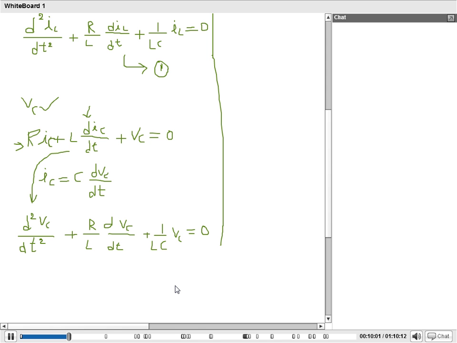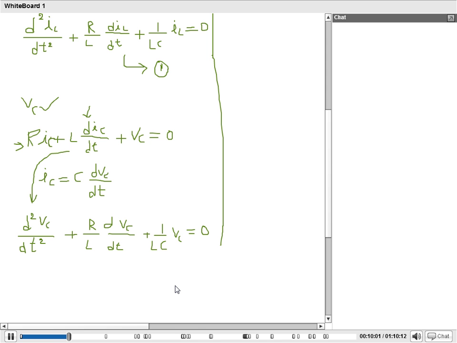Similarly for the RLC parallel circuit, first I am writing the differential equation, then we'll see how to solve it. So for the RLC parallel circuit, I am applying KCL. If you apply KCL at the node, this is node A, IR plus IL plus IC is equal to 0. Assume all the currents are leaving node A.